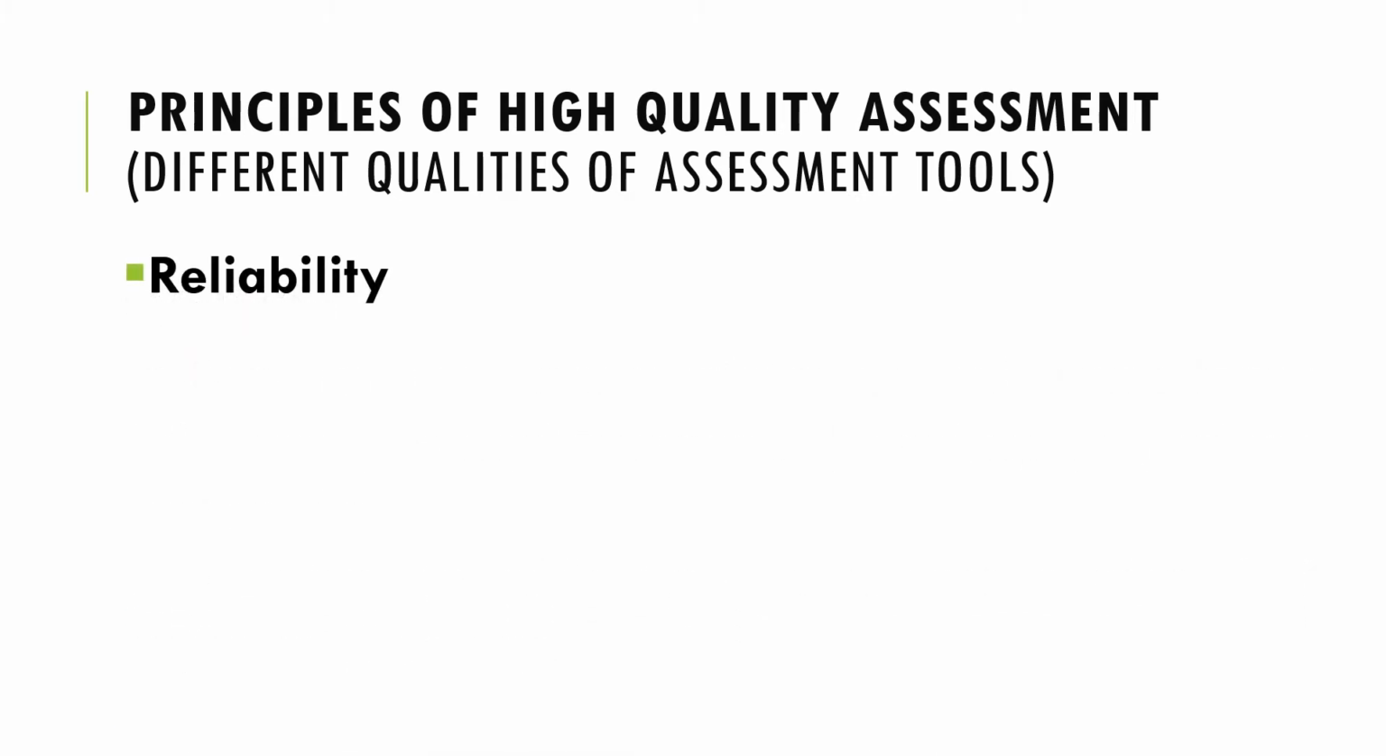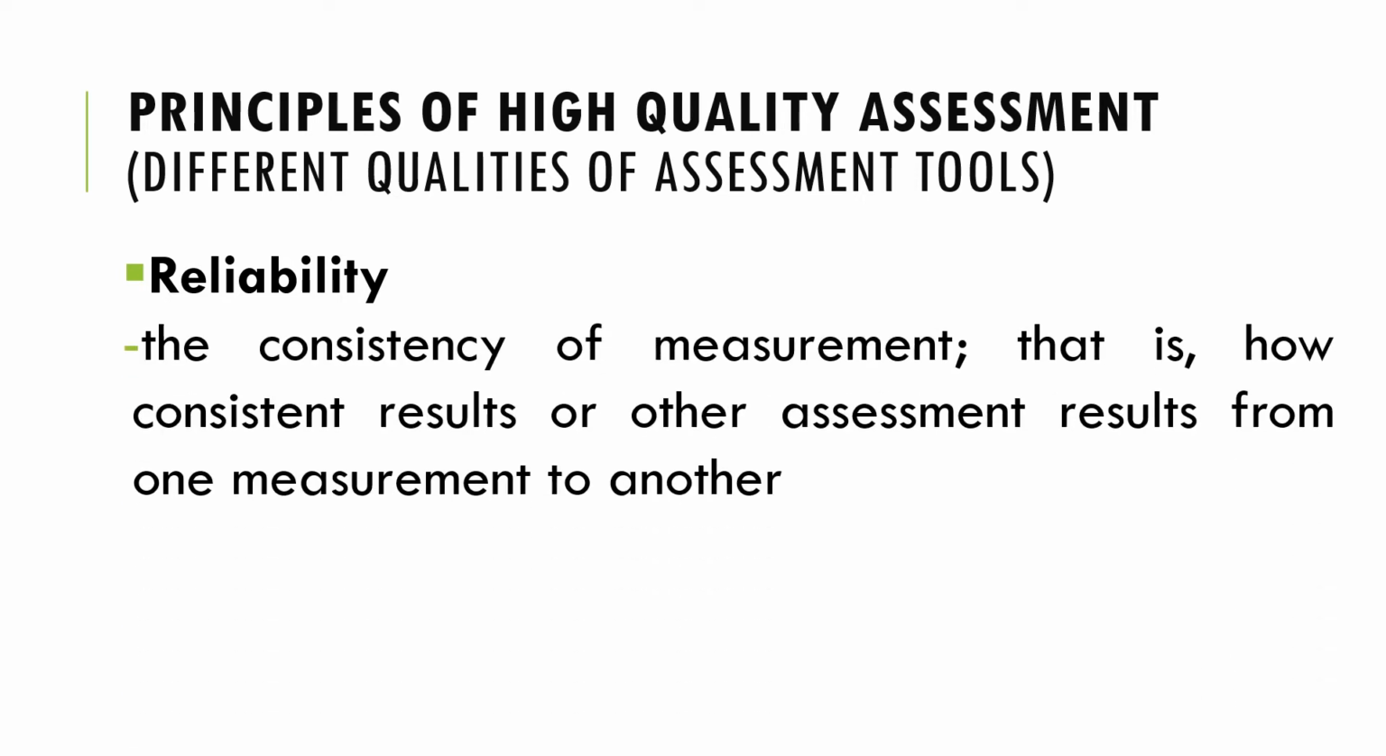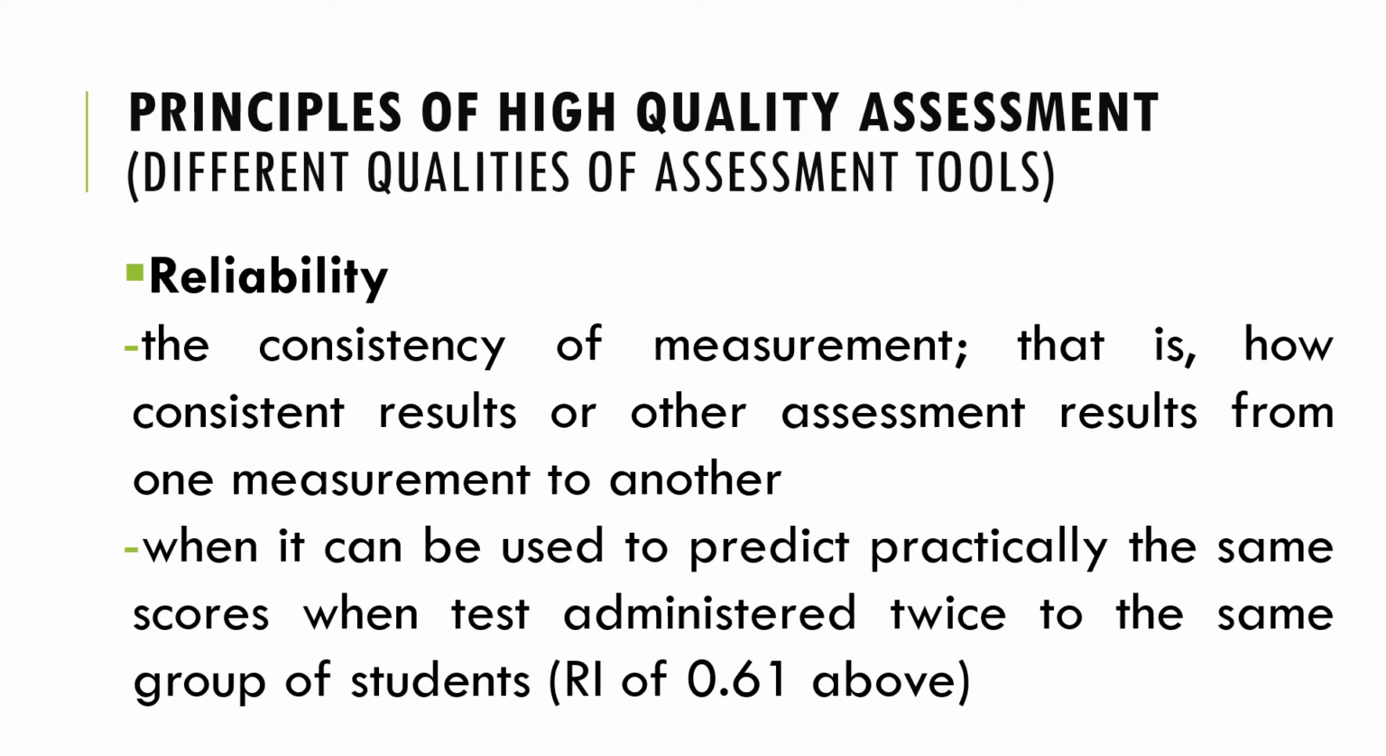Next, the term reliability, again, refers to the consistency of measurement. That is, how consistent results or other assessment results are from one measurement to another. If you have the same set of exam, and you administer it to the same group of students, and they most likely get the same scores, meaning the scores are consistent, therefore the test is reliable. So it can be used to predict practically the same scores when the test is administered twice to the same group of students.